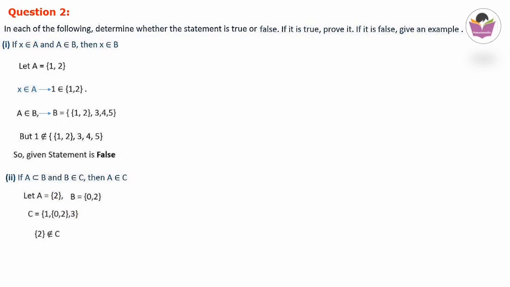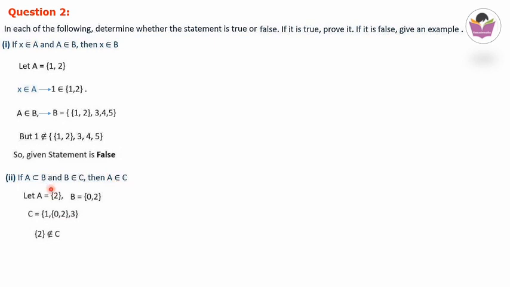Elements are 1, set {0, 2, 3}. These are the elements: 1, set {0, 2}, set {1}, set {0, 2, 3}. These are the elements of set C. But here we are asked to check whether A is an element of C.